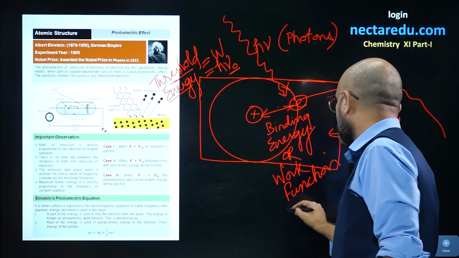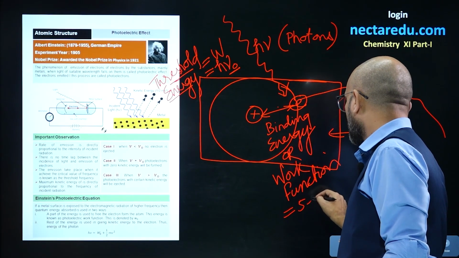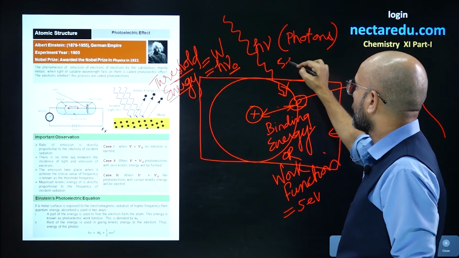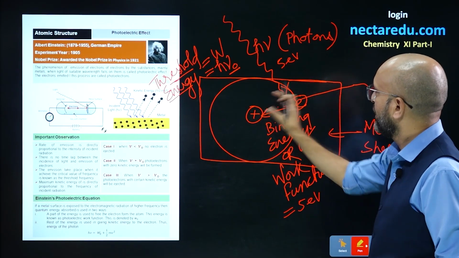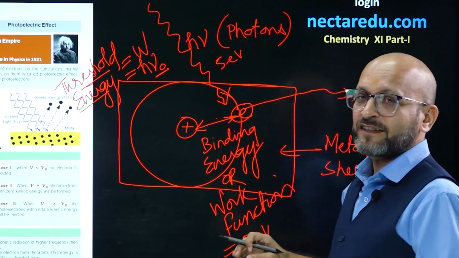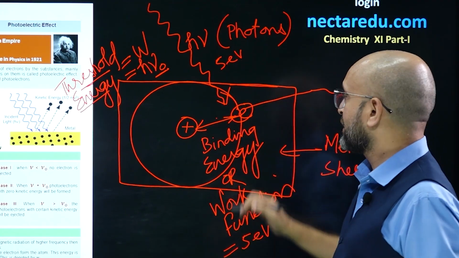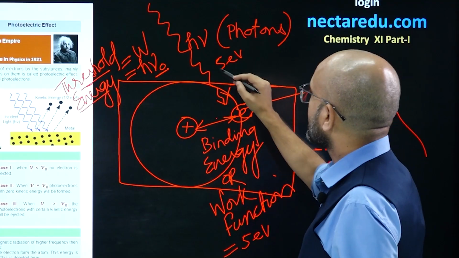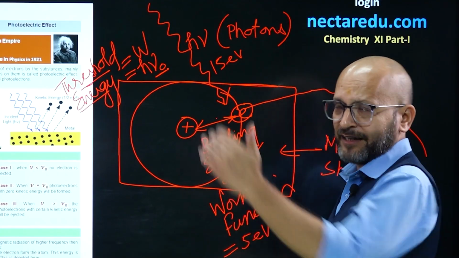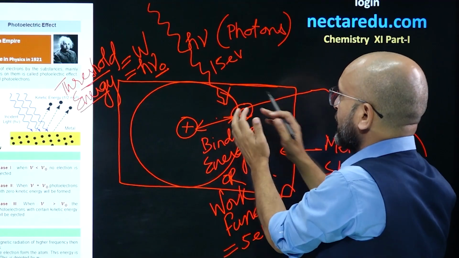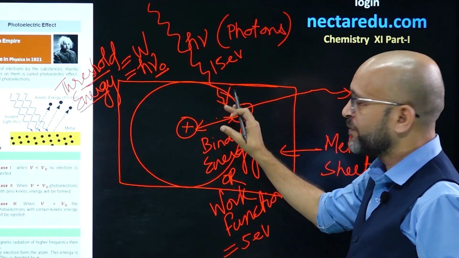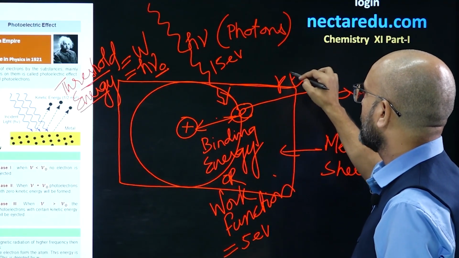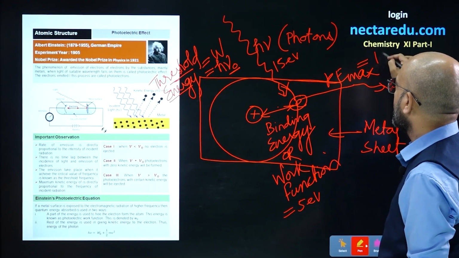Let's say the work function equals 5 electron volt of energy, and the falling energy is also 5 electron volt. What do you think? The attraction is 5 electron volt and the falling energy is 5 electron volt. Then the electron will be just removed. It will not gain any kinetic energy. But if we give a higher energy, say a photon of 15 electron volt is falling, then the electron will be removed. 5 electron volt will be consumed in breaking this attraction, and the electron will have 10 electron volt of kinetic energy. K max will be 10 electron volt.